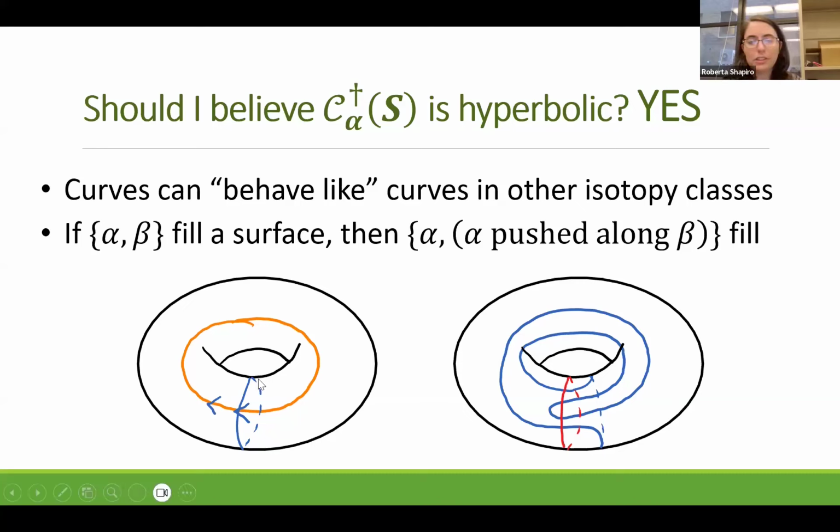Then if you take the first curve and that same curve, but pushed along the second curve, so kind of like this red and this blue, they will also fill the surface. So you have this similar idea that two curves in the same isotopy class can fill a surface. So for this reason, we might say, hey, the curves in the isotopy class of the blue curve look like all the curves on the surface, more or less. And so maybe they act like all the curves on the surface. So these are reasons that maybe we should believe that this graph is hyperbolic.